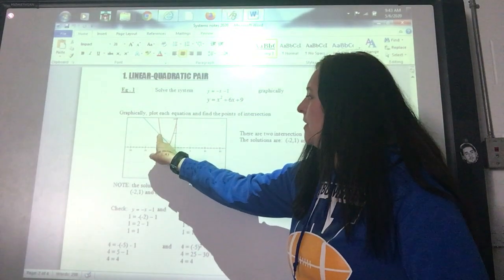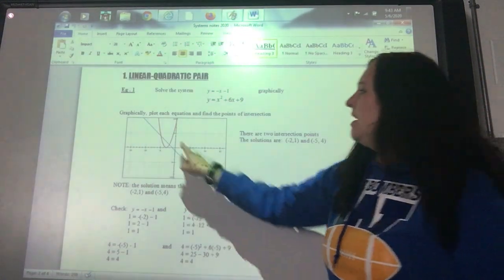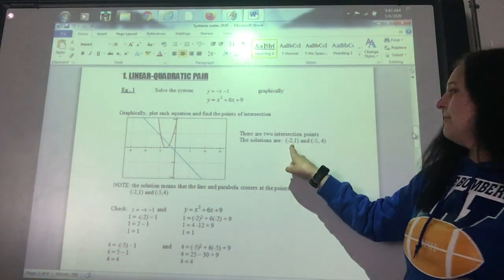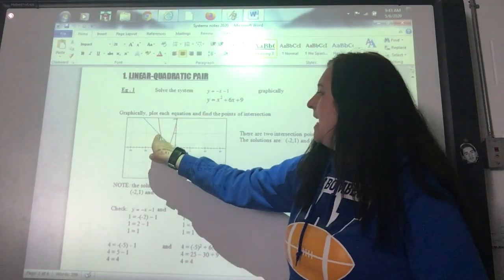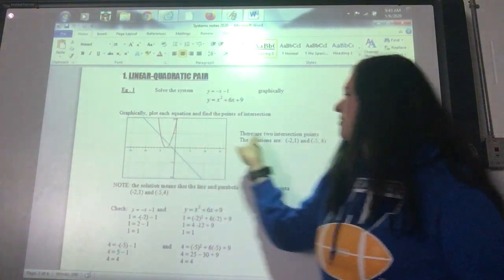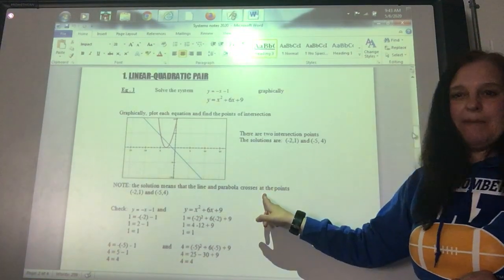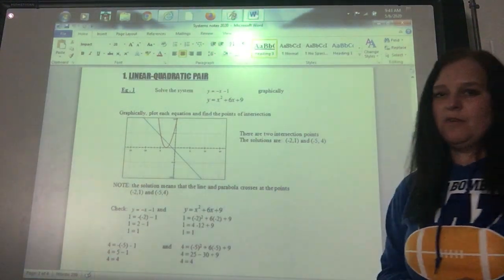You can look, they overlap twice. So I can tell right away this is a quadratic linear pair. They have 2 solutions. What are they? You literally just read off the graph. The first solution is at -2, 1, and the other one is at -5, 4. So those are the two solutions to the system. It's that easy. Now, what does that mean? Those solutions are the points where the two graphs overlap.